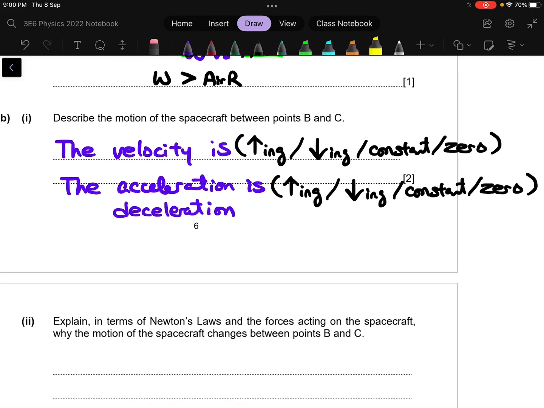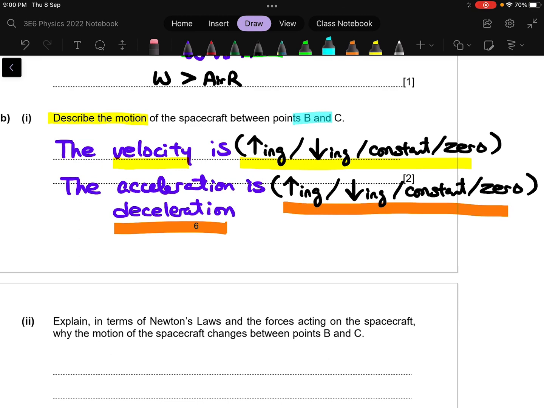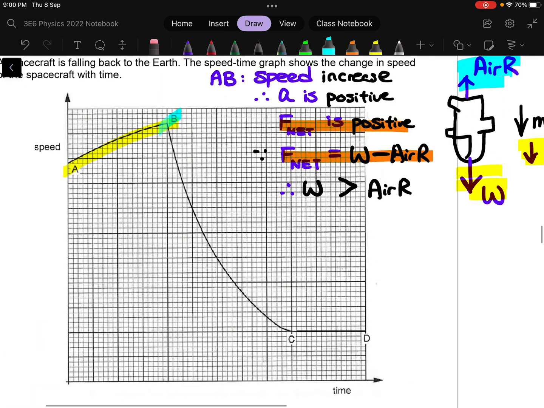For B part 1, you are asked to describe the motion between B and C. If you are being taught by me, I keep telling my class, when you are asked to describe motion, don't give me fanciful things like some tuition centers will tell you to describe it as velocity is changing at a certain rate, increasing rate, decreasing rate, constant rate. No need. For me, I just want one noun, one adjective, and then one noun, one adjective, right? So between B and C, if you look here, this is B, this is C.